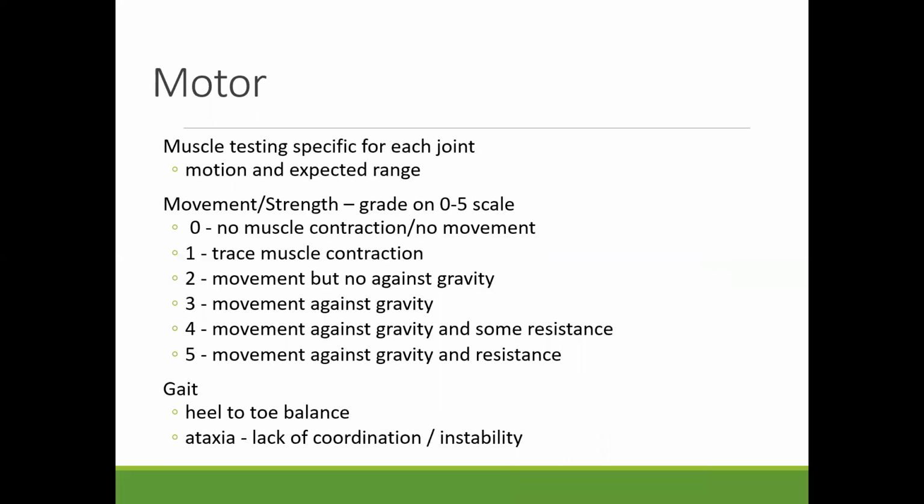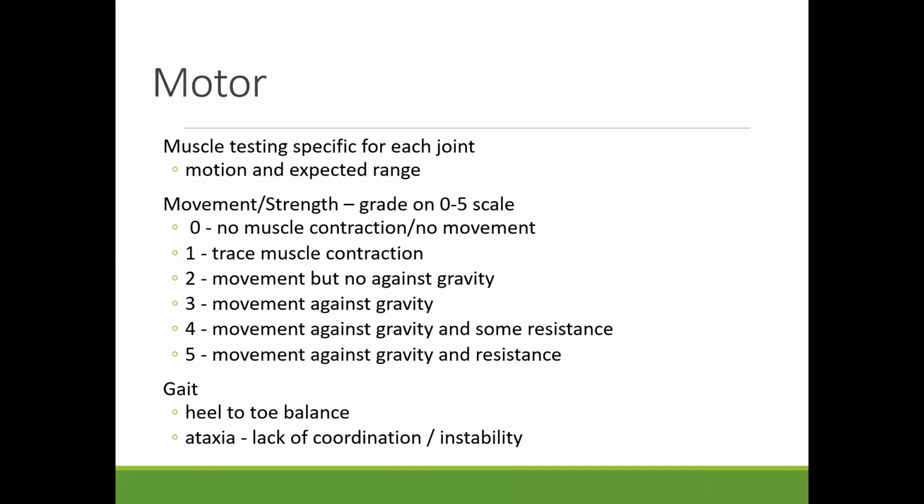Motor, muscle testing specific for each joint. I want to know, assess motion and expected range. If they just had a knee replacement, you don't expect them to bend their knee 90 degrees an hour post-op. Muscle strength graded on 0 to 5. 5 is movement against gravity and resistance. 0 is no movement at all. You would want to assess them symmetrically.